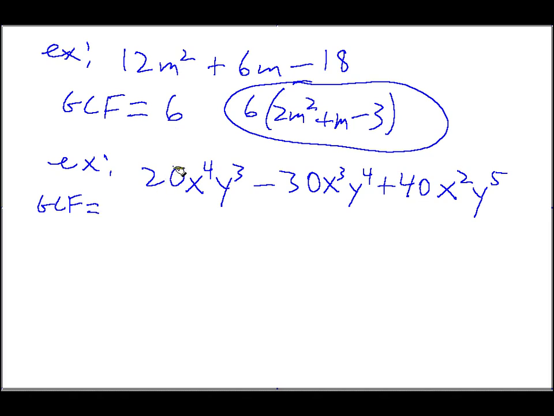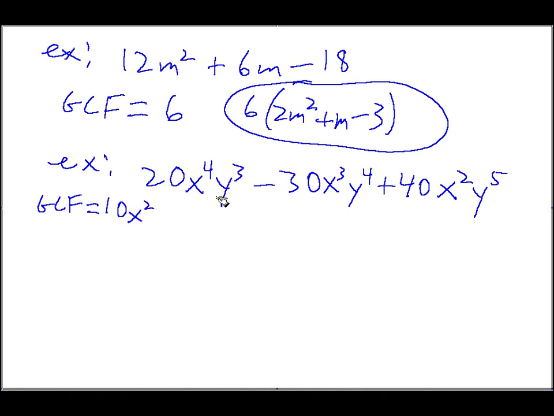So let's start with the numbers. 20, 30, and 40. Hopefully you see the GCF is going to be 10, because 10 goes into all three of these, and 10 is the highest factor that goes into 20, 30, and 40. How about the x's? Well, x to the 4th, x cubed, x squared. Again, lowest power wins. Lowest exponent wins. So therefore, x squared is the GCF here.